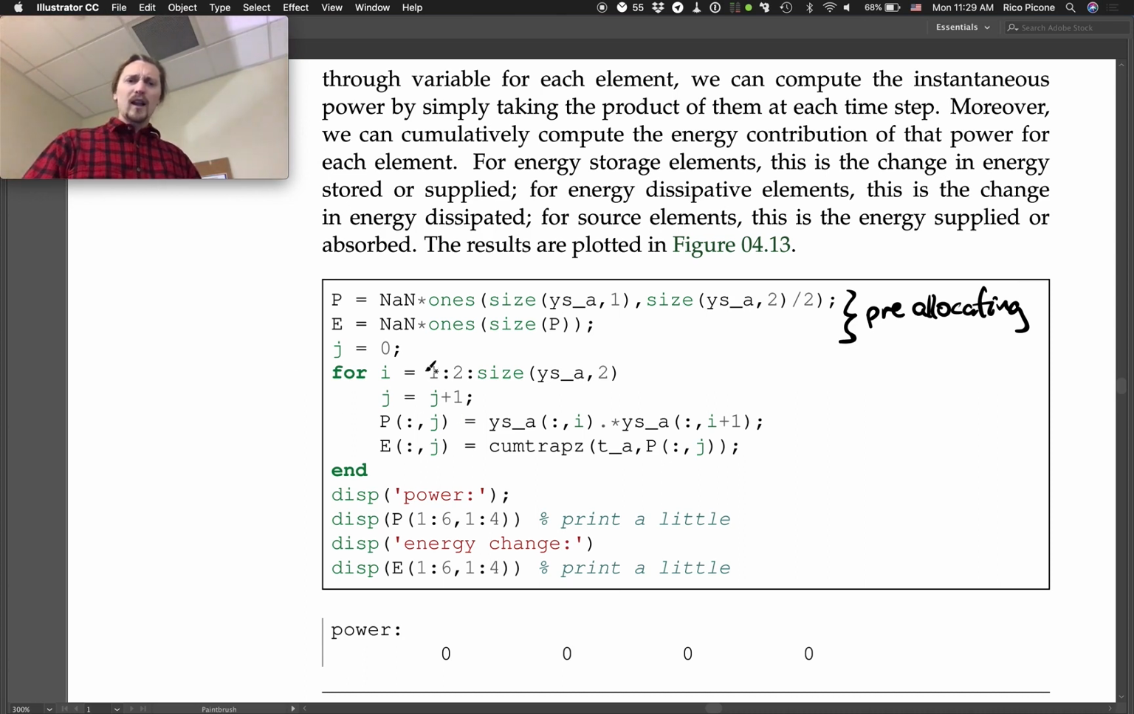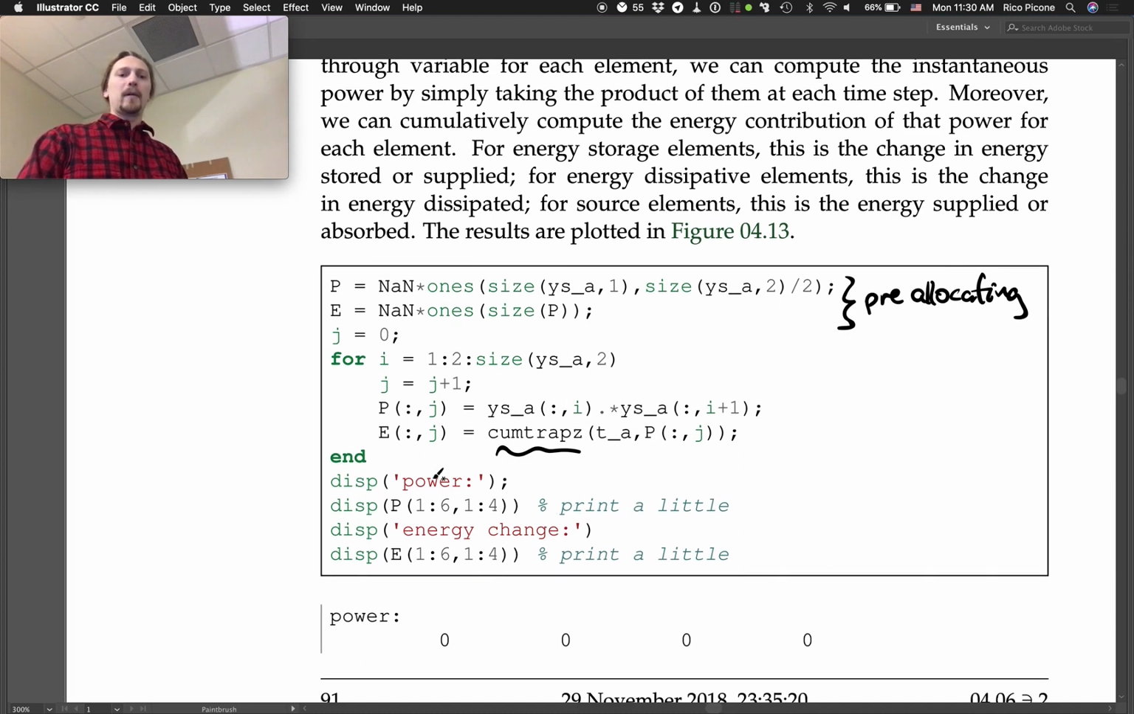And then all this does is take the product of the across variable and through variable, which I put in order: across and then through, and then across and then through, all the way through the outputs. So I just take the product of one variable with the next, and then this cumulative trapezoidal integration function is useful for doing a numerical integration, and that's what I'm doing here. I have all the values that I want, and I want to cumulatively integrate them. So that's what I do, and that gives me the energy.